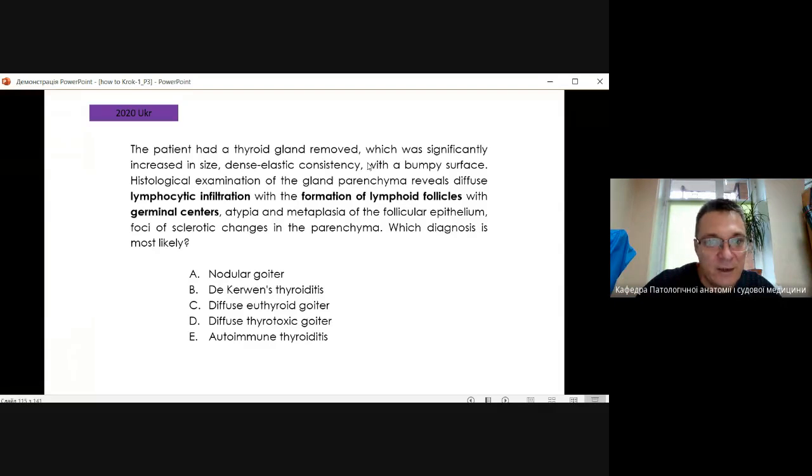Oh, okay. Wait, there is no Hashimoto thyroiditis. There is no chronic lymphocytic thyroiditis, but there is the synonym of them. That's the autoimmune thyroiditis, which is the correct answer over here. For sure, that's E. Remember, autoimmune thyroiditis is the synonym of Hashimoto thyroiditis. Next question, that's E, that's the correct answer.